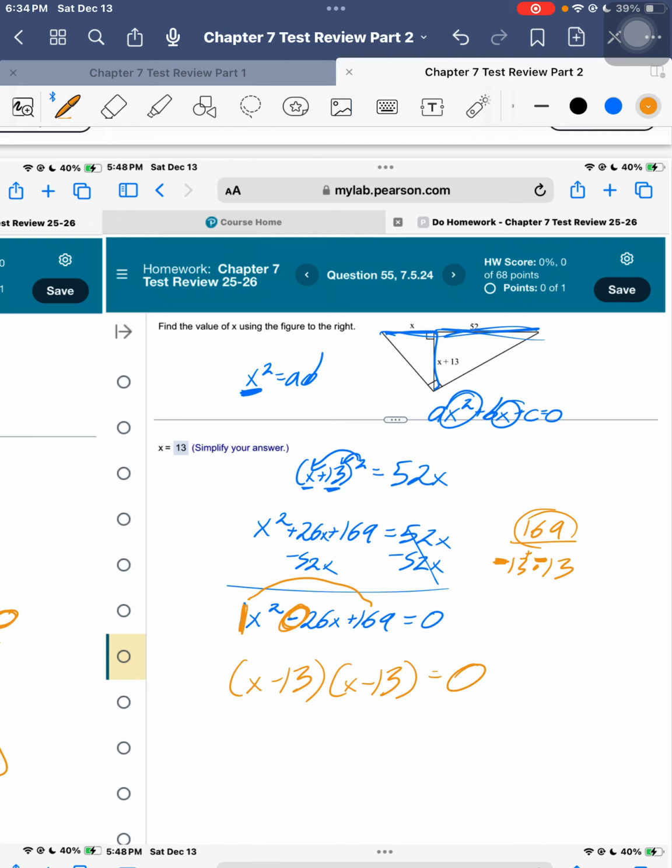Now, I have to set both of those expressions equal to 0, but because they're the same thing, I'm only going to get one answer. So I only really need to set 1. So let's set this one. X minus 13 equals 0. Add 13. So my x is equal to, what is 0 plus 13? 13. And that's my answer, 13.